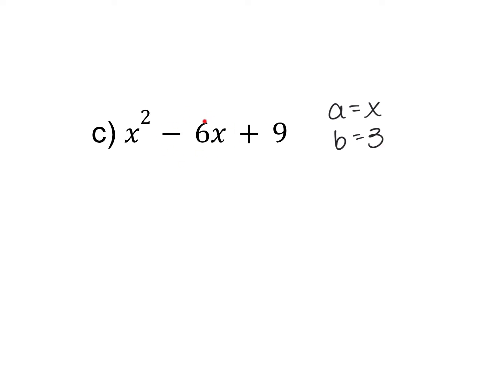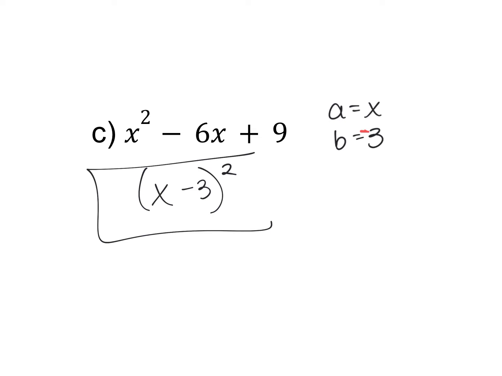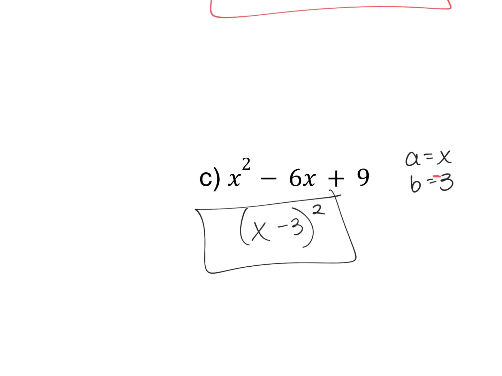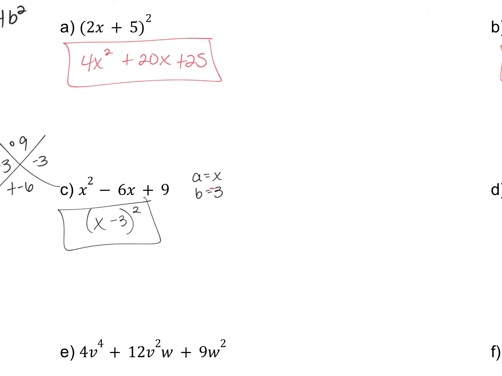Well, this is a negative 6x, so what do I need to do? I need to make this a negative 3. So x times negative 3 doubled would be negative 6x, so it does work. So this would be x minus 3 quantity squared. Or if you wanted to do the old-fashioned way, what multiplies to be 9 and adds to be negative 6? Negative 3, negative 3. That's what you did on the previous homework.